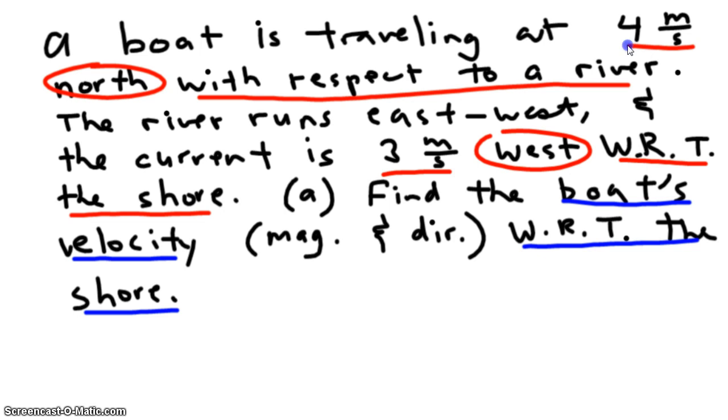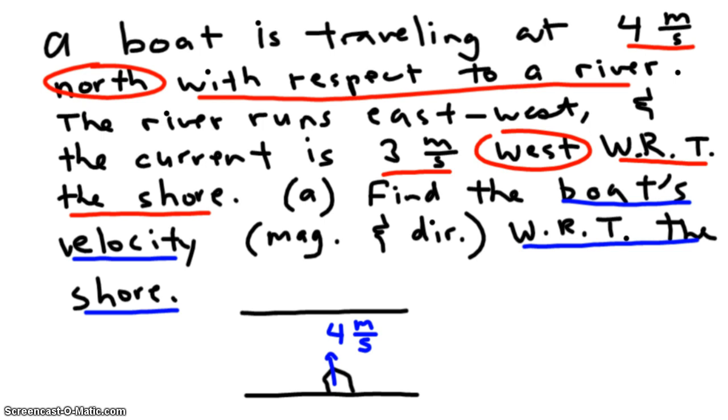First thing we're going to do is draw a picture. We have the shore here. River is running east-west. The boat is going north. And what is the boat's velocity with respect to the water? It's 4 meters per second north. It's going across the river, as we can see. But the water is moving at 3 meters per second west with respect to the shore.